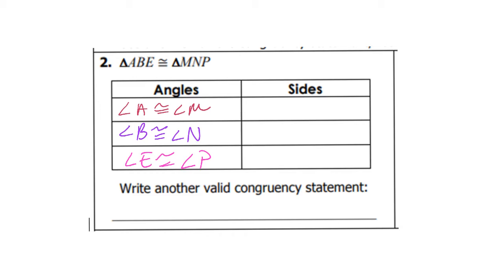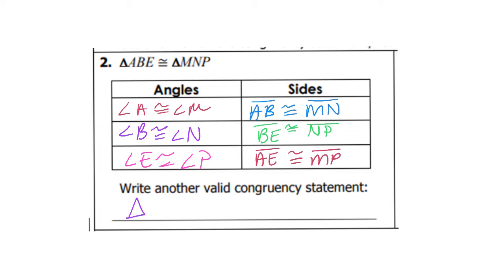Now we want to look at the sides. Remember, sides, you have to have 2 letters that are next to each other listed. So AB, that's the easiest way to start. AB is congruent to MN with the line segments over them. The next one that I would do would be BE is congruent to NP because yet again, those are the ones that are next to each other. And now I'm going to do first and last. So AE is congruent to MP. So those are all my sides that are congruent.